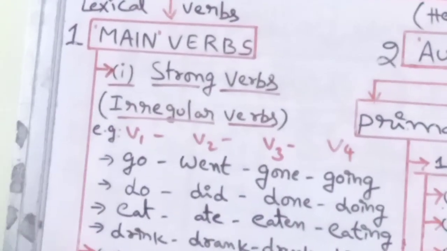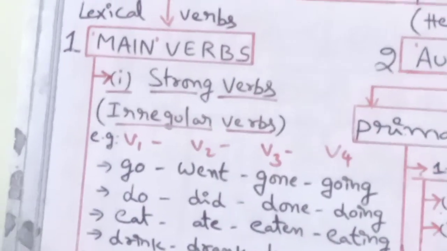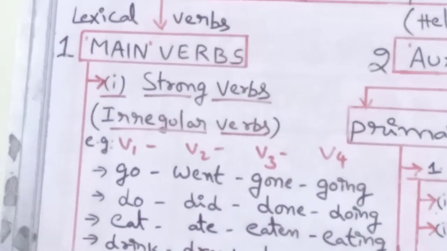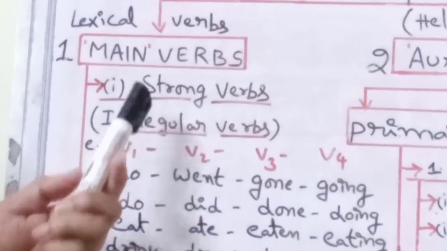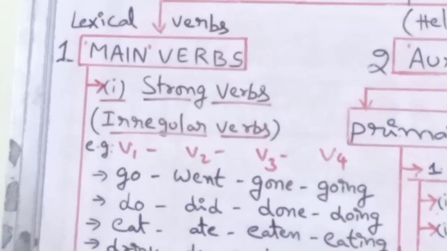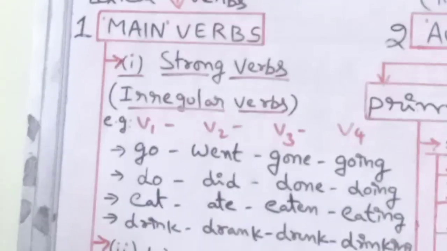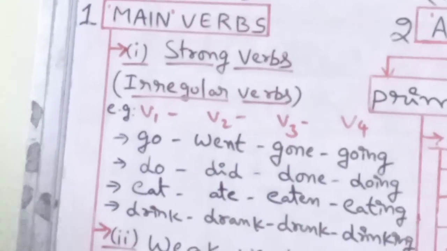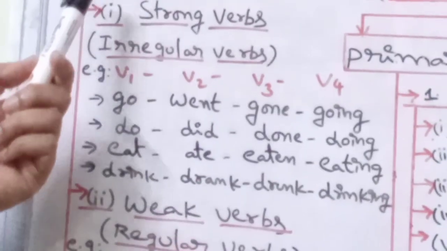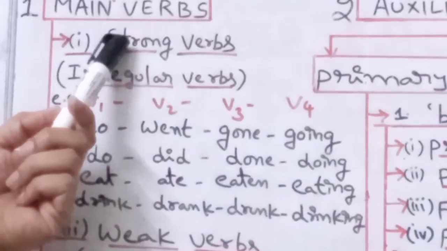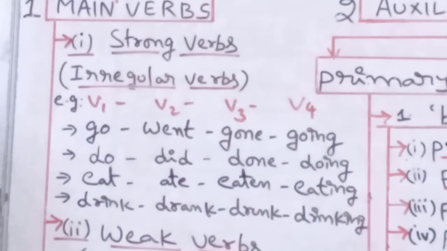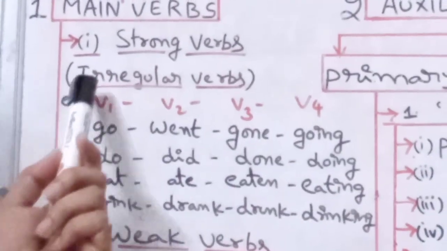And main verbs are again divided into 2 types. They are strong verbs or irregular verbs, and the second one, weak verbs or regular verbs. And now let us focus on them one by one. First one, strong verbs. Strong verbs, you can also call them irregular verbs.